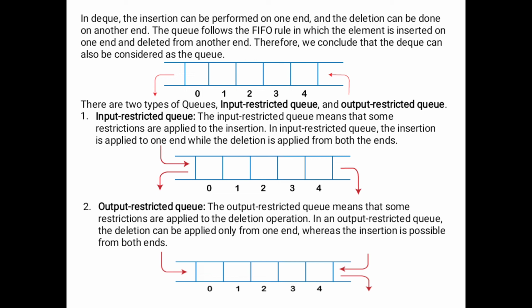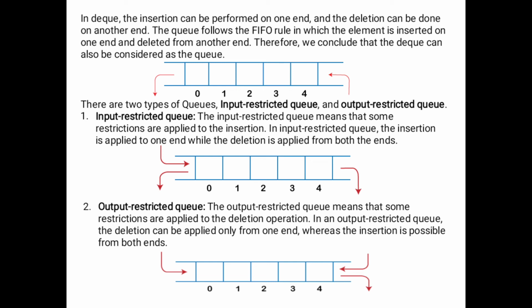Then the second concept, output restricted queue. What do you mean by output restricted queue? It means the same restriction is applied to the deletion operation, just the opposite of the input restricted queue. In the input restricted queue, insertion is at only one end. But here, deletion is at only one end of the queue, while insertion is possible from both ends. That is the difference between input and output restriction.